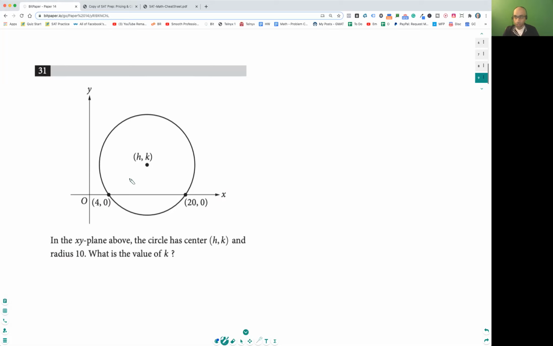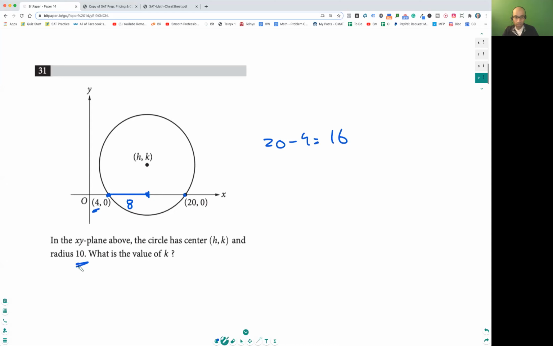Okay, so what's going on here is they're asking you what is the value of k, right? K is this guy. I know this could be a bit challenging, but this is 4, right? This point is 4, this point is 20, right? Now, because of symmetry, this point is going to be right over here in the middle, right? So what is the distance between these two guys? The distance between these is 20 minus 4, which is 16, right? And so the half distance is going to be 8. Okay, this is 8, right?